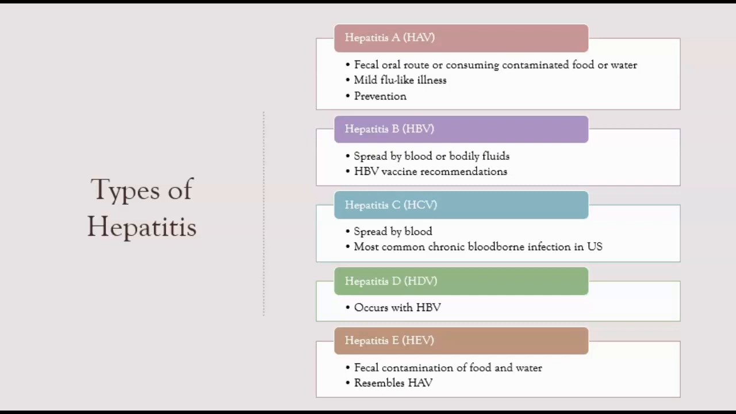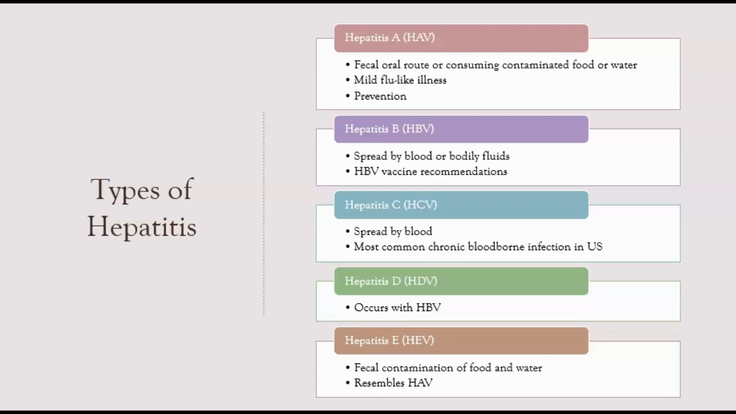Hepatitis A, or HAV, is caused by an RNA virus of the enterovirus family. It survives on human hands. It's resistant to detergent and acids, but it is destroyed by bleach and extremely high temperatures. This is common in countries where sanitation is poor. It's spread by the fecal-oral route or consuming contaminated food or water.